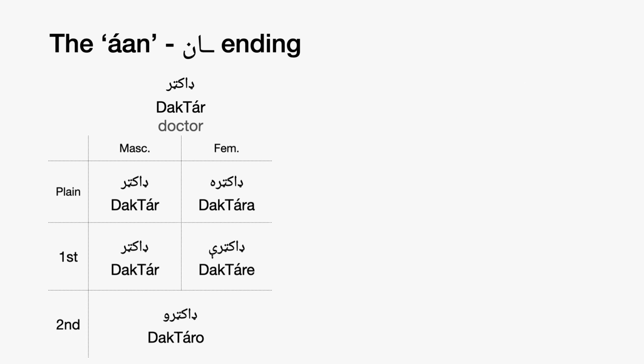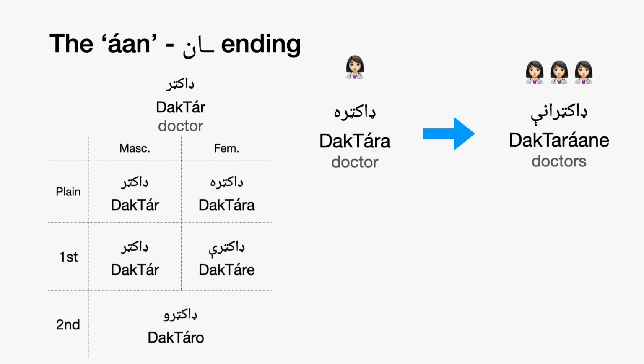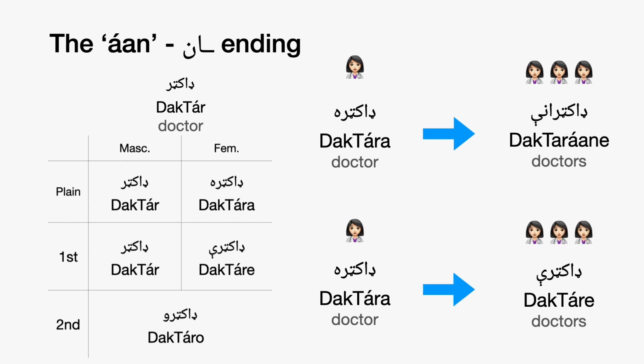Now this brings up an interesting point, because we could either use that ending or we could just inflect it. We can say doctora and add the ending on the end and say doctorani. That's totally valid. But we could also just inflect that word to make it plural. Doctora could be inflected to doctere using the first inflection there. And then we're talking about plural doctors.